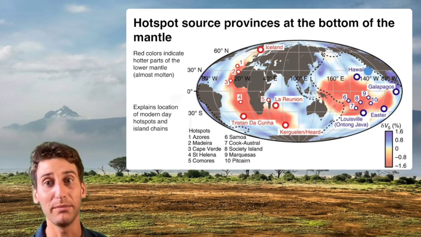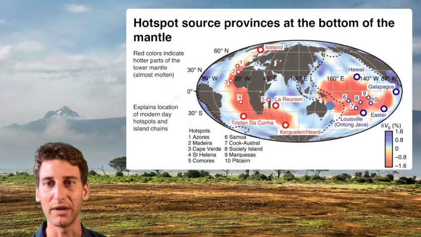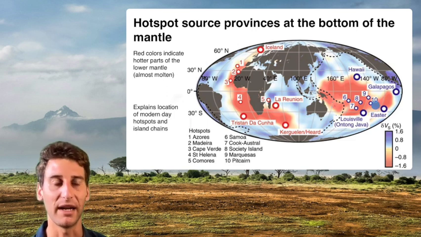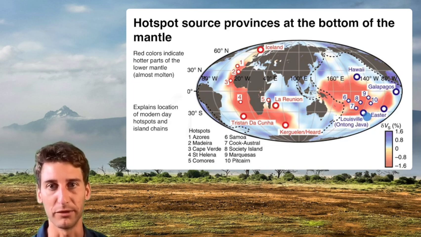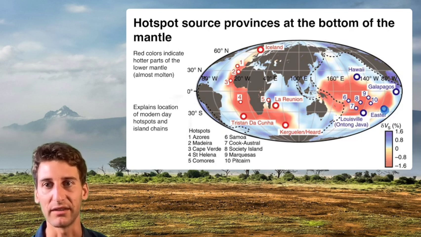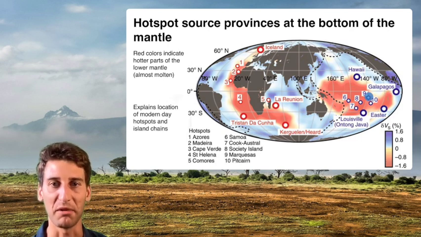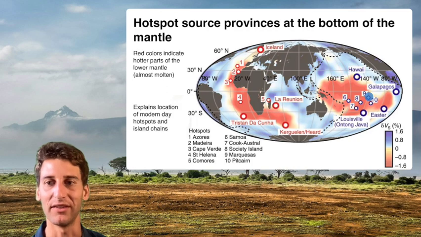And then there's another big one of these provinces that is feeding most of the major hotspot island chains in the Pacific. Hawaii, the Louisville chain, which forms a really nice line all the way over here, Easter Island, Galapagos, all of these seem to be fed from the same source at the bottom of the mantle.